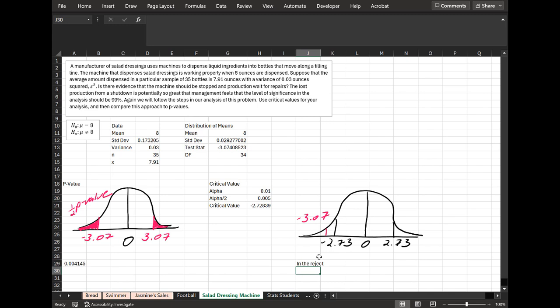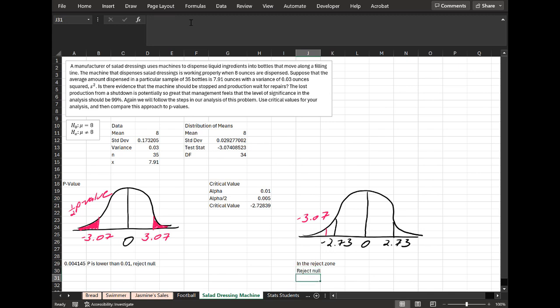Okay, so the conclusion for either. At the end of the day, the p-value that we're comparing to is this 0.01. So is 0.004 less than 0.01? Yes. So the p-value is lower than 0.01, and we're going to reject the null hypothesis. Versus over here, we are in the reject zone, and so again, we're going to reject the null.